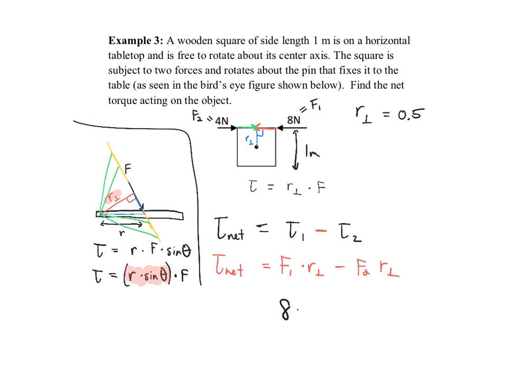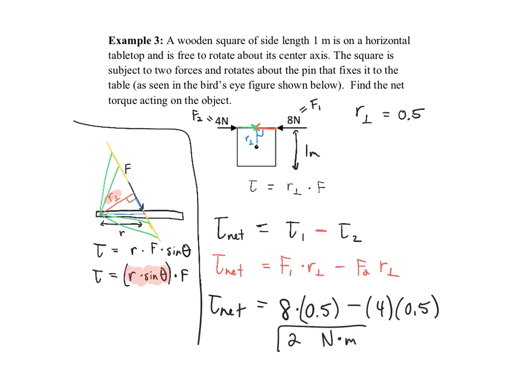F1 is 8 times 0.5 minus F2, which is 4 times 0.5. And that'll give me the net torque acting on this object. So half of 8 is 4, half of 4 is 2, 4 minus 2 is 2, and my units will be Newton times meter.